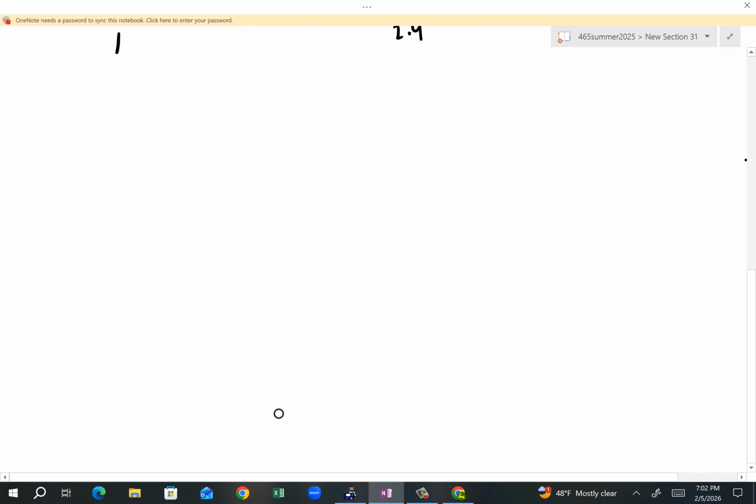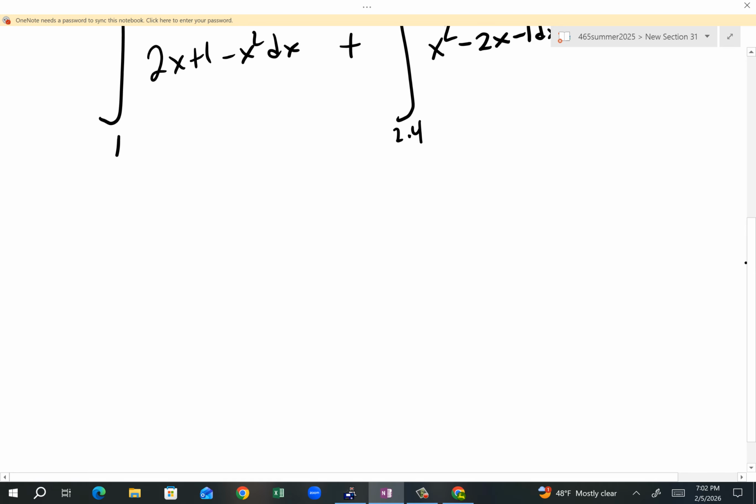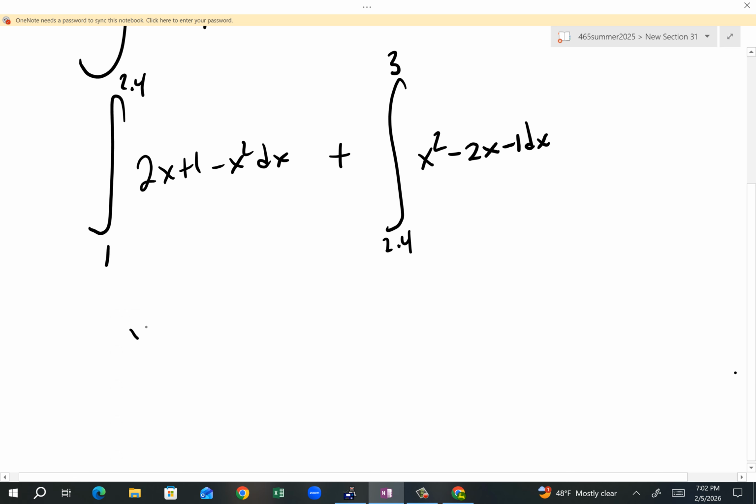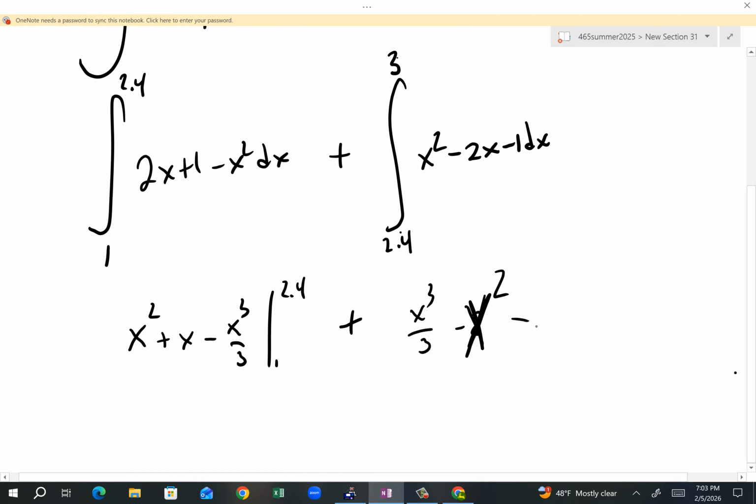The nice thing is, once you've done the antiderivative once, it's pretty near the same thing. It's going to be x squared plus x minus x cubed over 3 from 1 to 2.4, plus x cubed over 3 for the second one. Now, don't add them, for heaven's sakes. You cannot add these because they're on different intervals. So we're going to evaluate them, and when we get done evaluating them, then we're just going to add the two summations.